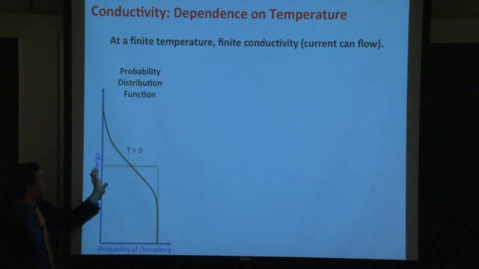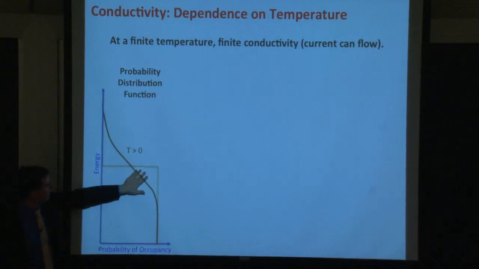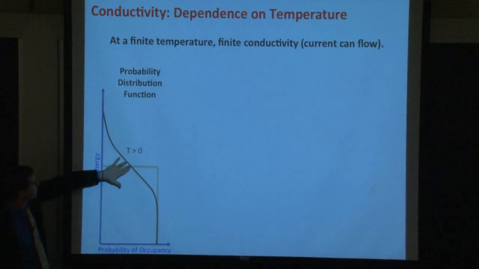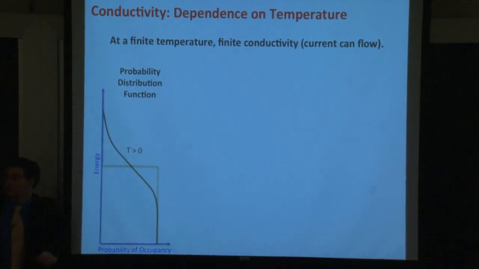Now let's look at what happens when we heat this up. When we heat the sample up, some of the electrons that were in the lower energy states are going to be excited to higher energy states. The area of this little shape right here is equal to the area of that little shape right here, because we have conservation of the number of electrons in our system.